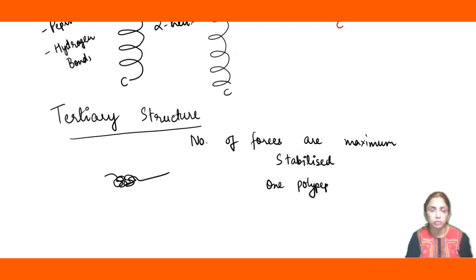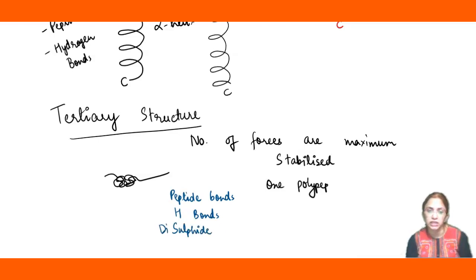Now the names of the forces are also very, very important. So primary structure was telling us about the peptide bonds. So these peptide bonds will definitely be a part of secondary structure. Hydrogen bonds which were seen in the secondary structure, they will also be the part of tertiary structure. Other than this, disulfide bonds will also be seen in tertiary structure.